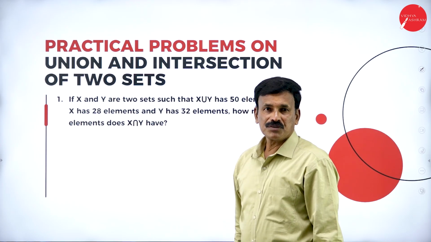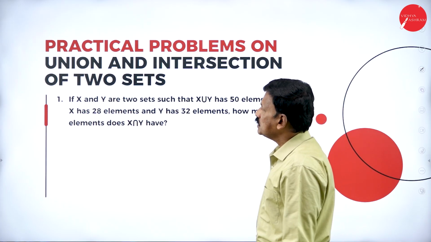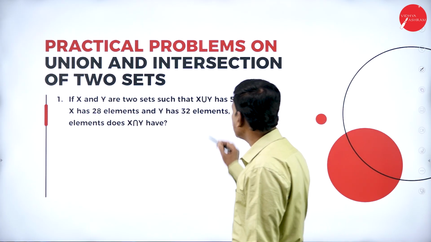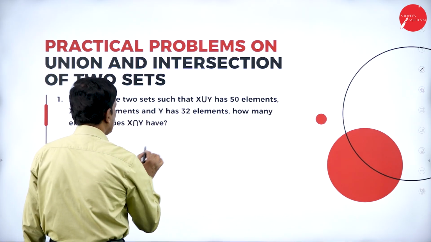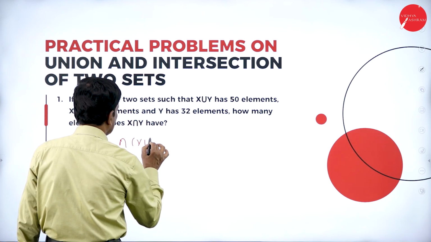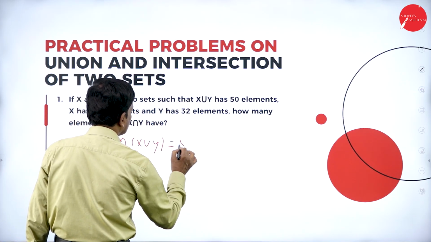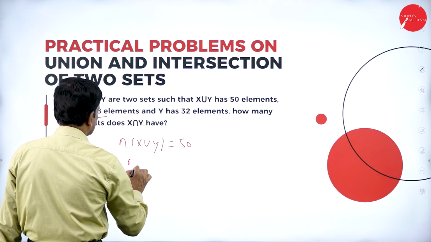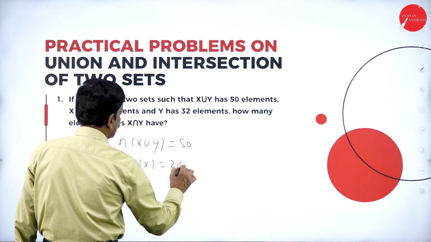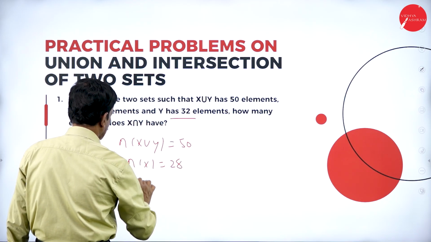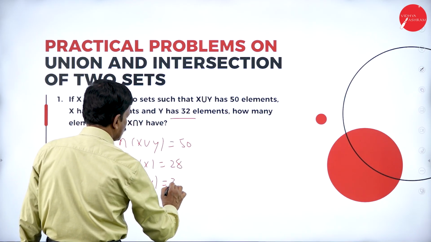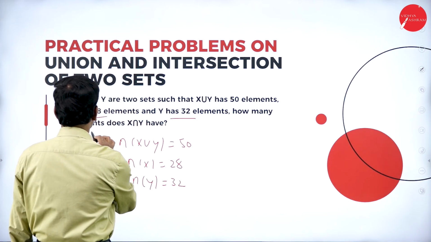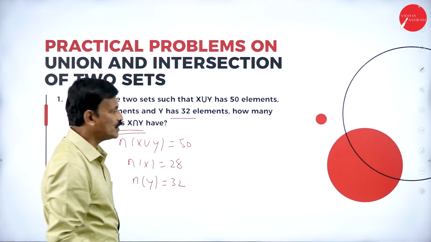Now, let us move on to a simple example. If X and Y are two sets such that X union Y has 50 elements, that is, the number of elements in X union Y is 50, and X has 28 elements, and Y has 32 elements, how many elements does X intersection Y have?